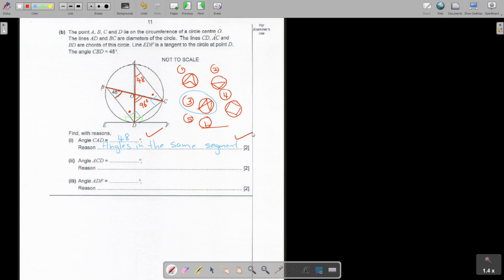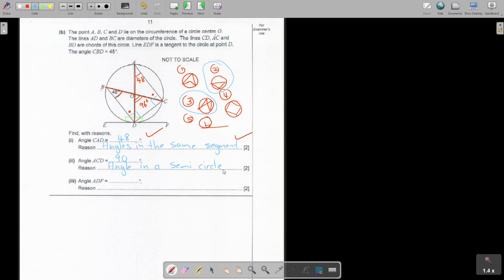Then angle ACD. Now let's just see. ACD. Oh, we already have that one. We already worked it out. That was 90, and that was referring to this one. Can you remember? Angle in a semicircle. So that's easy. Angle in a semicircle.